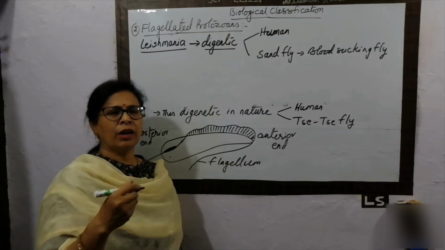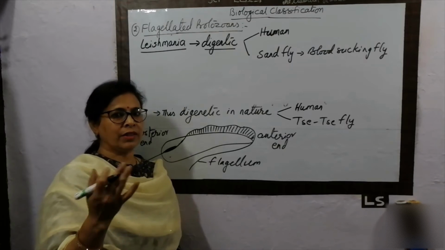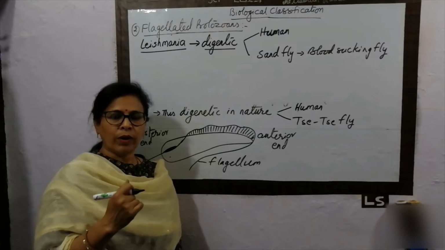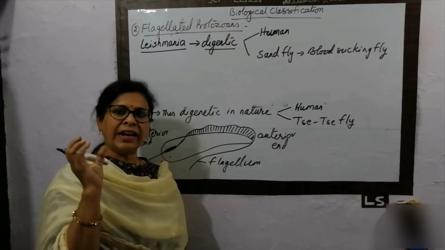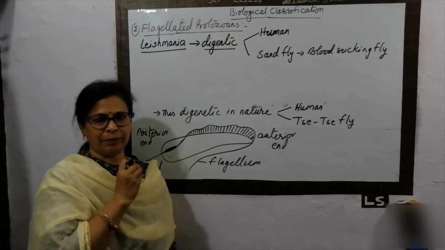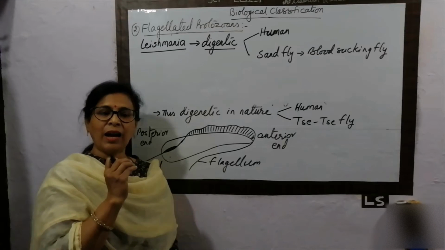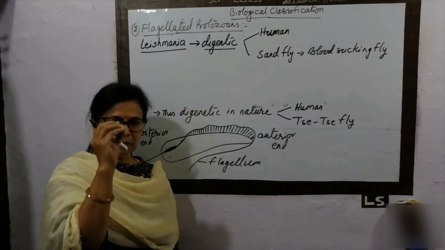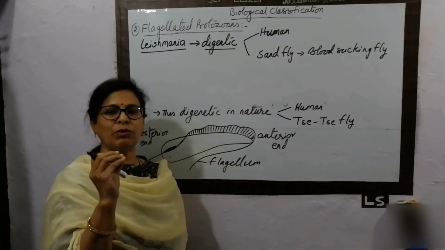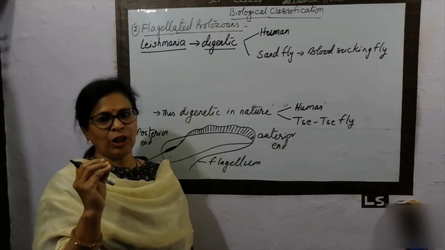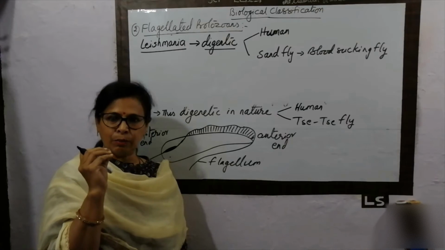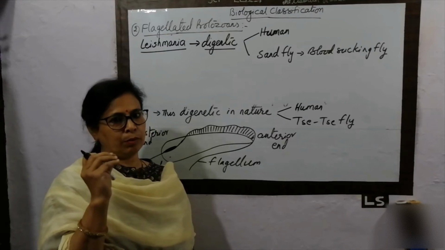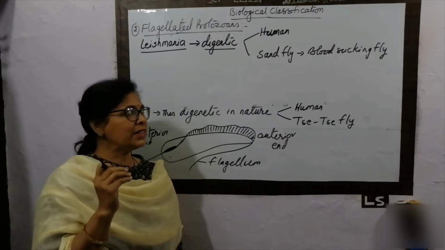What happens when it enters the body with the help of the fly, which puts this protozoan inside our body, or we get this pathogen from different sources? This pathogen attacks the blood capillaries, liver, spleen and bone marrow. Bone marrow is the place between the bones and it is responsible for the formation of RBC. So it directly attacks our blood, our liver and our bone marrow.